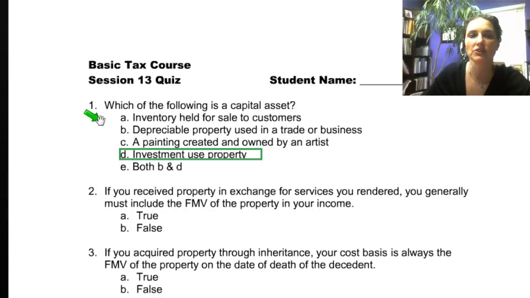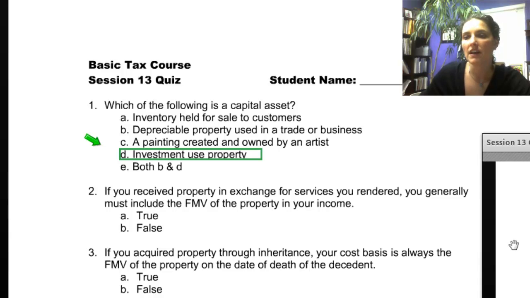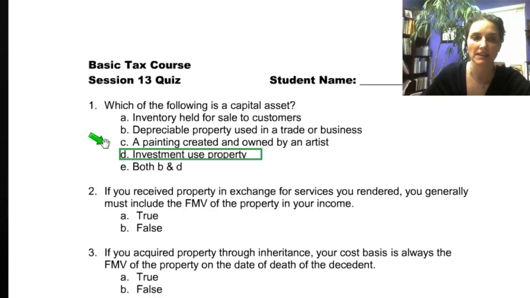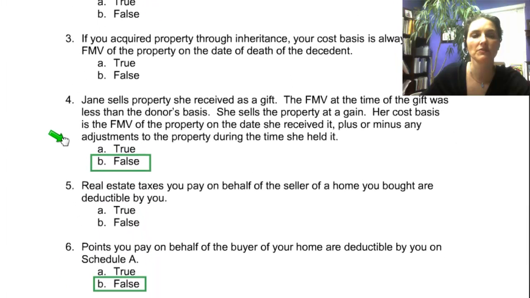We describe inventory, depreciable property used in a business, and a painting owned and created by an artist. None of those are capital assets. It is only the investment use property that is a capital asset. Just as a reminder, a work of art, if created by you, is not a capital asset, but if you purchased a painting, that would be a capital asset, unless, of course, you held it as inventory for sale. Essentially, property you purchase and use for personal purposes is a capital asset, but property that you create through your own efforts or that is used for income production in a business is not a capital asset.